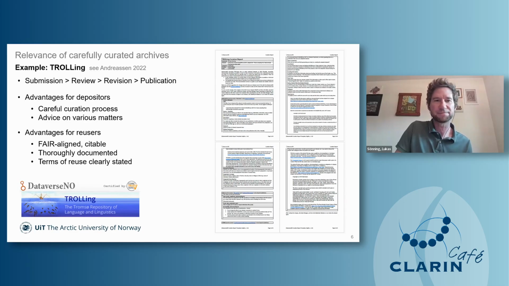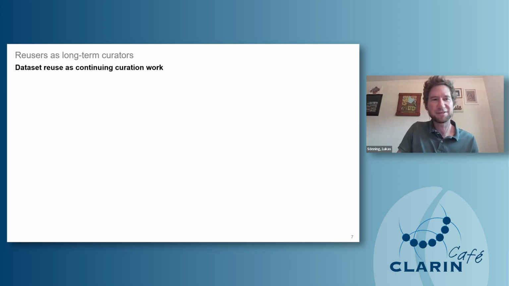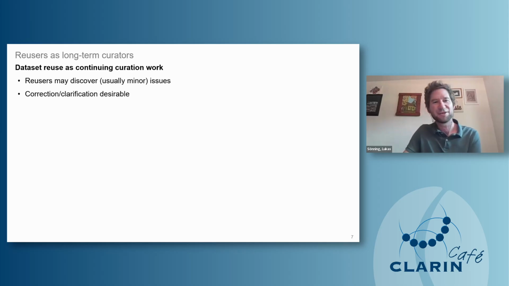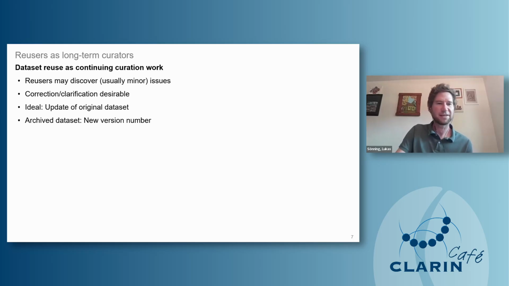The final point concerns the role of dataset reusers as long-term curators. So when we reuse a set of data, we engage with it quite thoroughly, and there are sometimes usually minor issues that pop up and could be corrected or clarified in the data or their documentation. And in the ideal world, this could entail a minor update to the original data set, and this is much easier if it's been archived in a repository. It would perhaps receive a new version number.